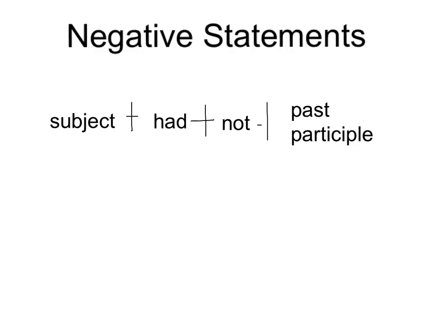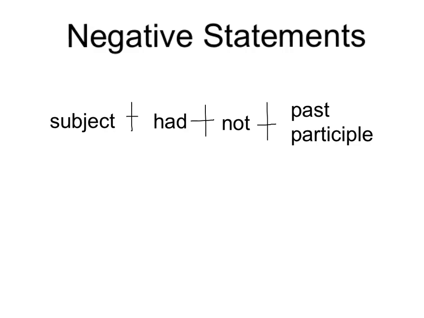Okay, so to conclude with negative statements, what is needed in order to form the past perfect for negative statements? First, you need a subject. What do you need next? Next, you need the word had, always had. Not have, not has, but always had. What comes next? The next piece is the key ingredient, not. This is what makes it negative. And what's the last important piece? Yeah, your last piece is your past participle.